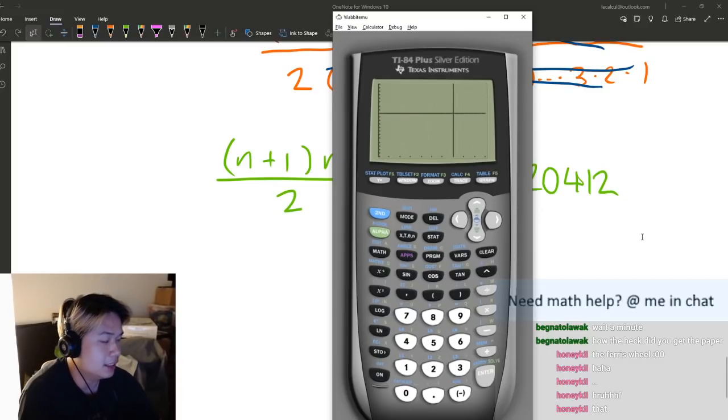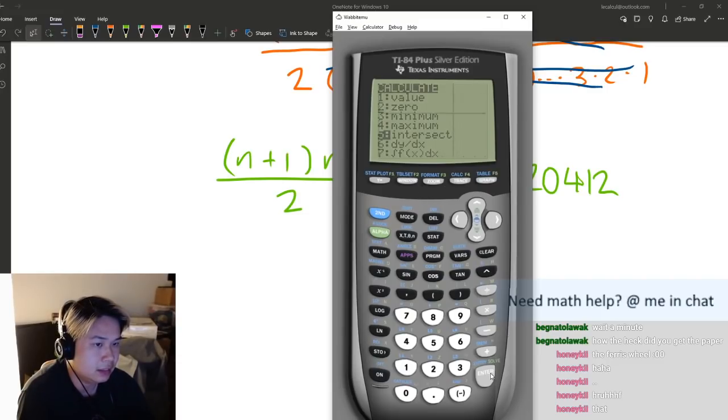There you go. There's my intersection. So now we can calculate the intersection. It's asking you what are the two graphs, because you can graph more than two at once. But because I have two, you can just press enter twice, and then it asks you to make a guess. So I'm just moving my cursor, and I'm trying to get the y value kind of close to this. So this is good enough. I'm gonna press guess. So there you go, the intersection is here.